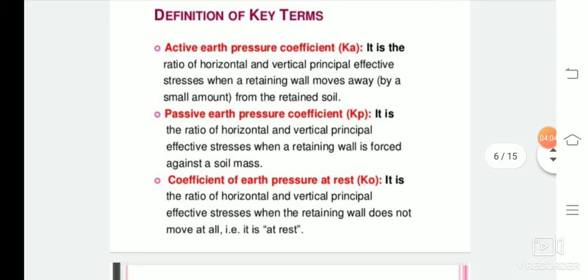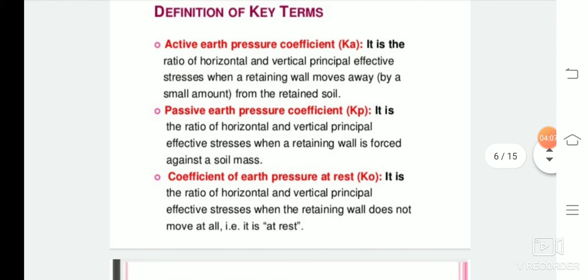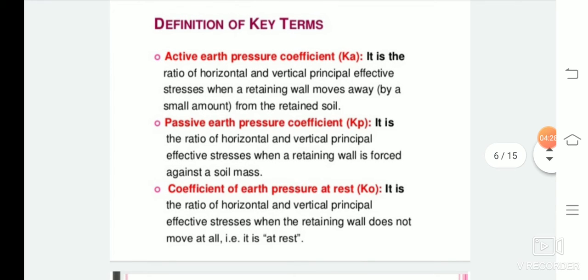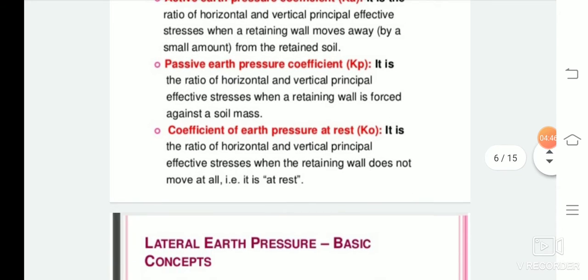Next is the passive earth pressure coefficient. The passive earth pressure coefficient is defined as the ratio of the horizontal and vertical principal stresses, and in this case it is the reverse of the active earth pressure case. That means the wall is forced against the soil mass. And what is the coefficient of earth pressure at rest? As the term suggests, rest. It is also the ratio of the horizontal and vertical principal effective stresses, given that the wall is at rest. That means there is no lateral movement between the soil and the retaining wall. So these are the three key terms.